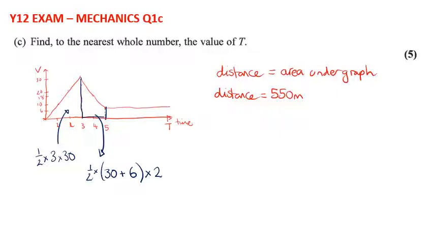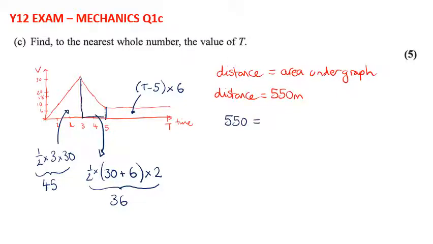Okay, and finally this section up here, we have rectangle, and the area there would be base times height. So the base here is t minus 5 times 6 is our height. So if I put all this together, this here, 3 times 30 is 90, half of that is 45. Working out this one here, half times 2 is 1, times that is 36. I get this. So my distance is 550, and that's going to be these areas combined.